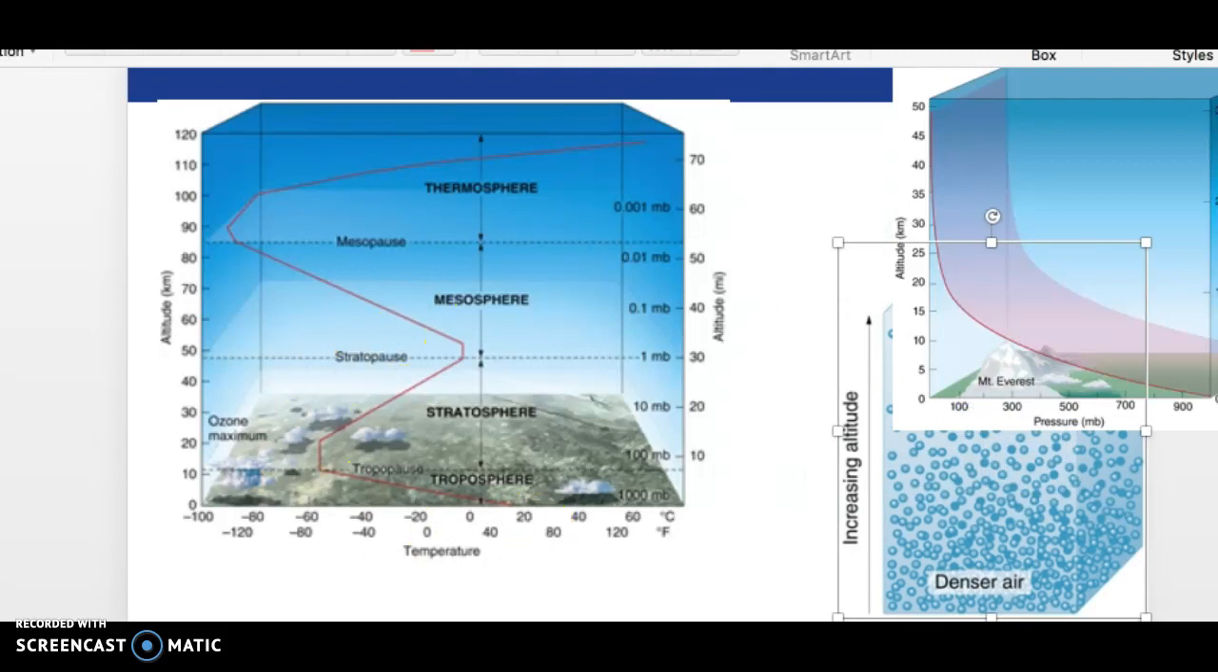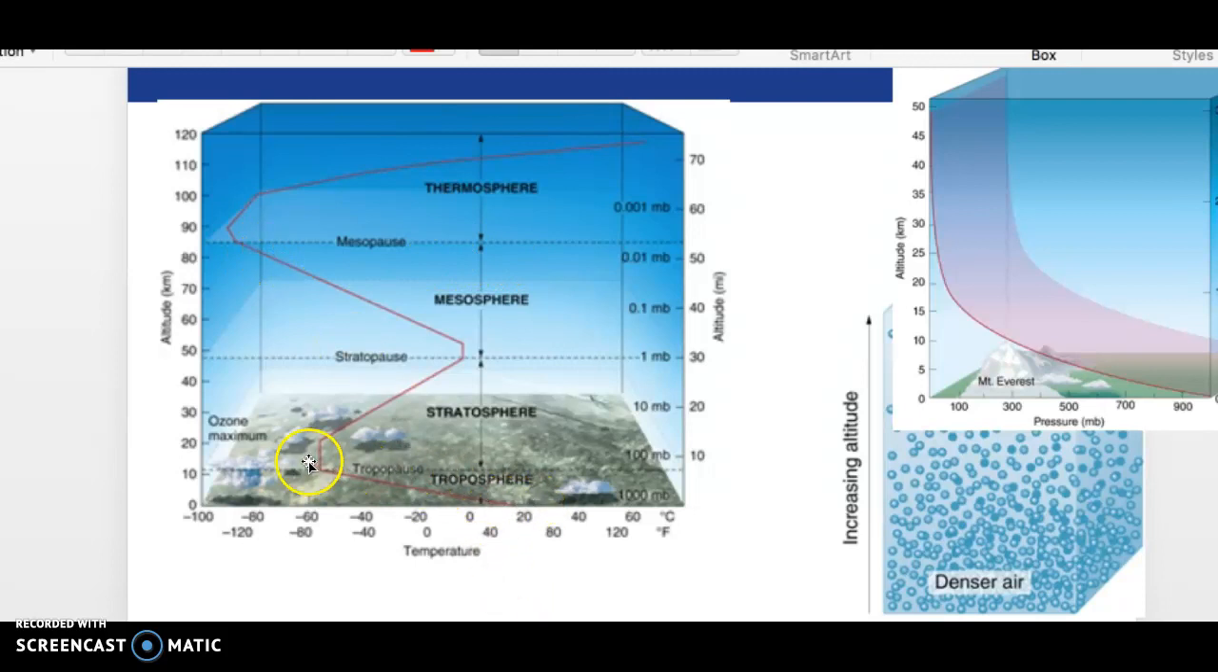This is showing us the thermal layers of the atmosphere. There's 4 distinct layers: troposphere, stratosphere, mesosphere, and thermosphere, and they're identifiable based on the temperature characteristics. In between each sphere we have a pause. So in between the troposphere and the stratosphere we have the tropopause, and you can see we have a stratopause here and the mesopause here.